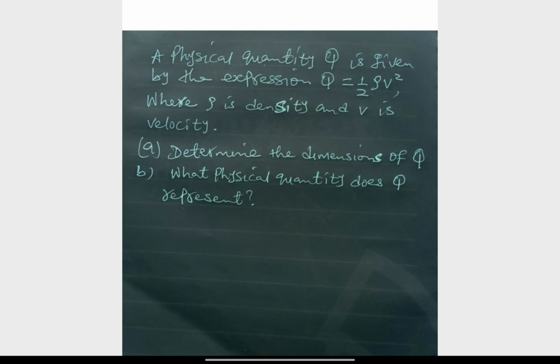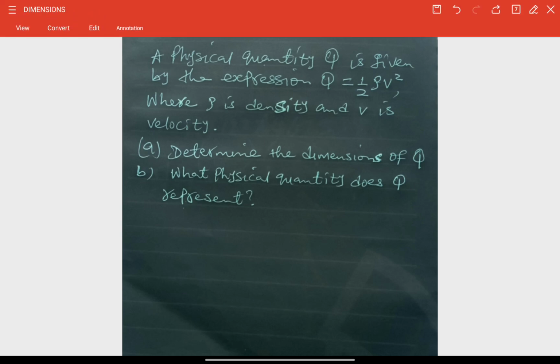Question says a physical quantity Q is given by the expression Q is equal to half rho v squared, where rho is density and v is velocity. We are told to determine, in question A, the dimensions of Q, and then in question B, to find out the physical quantity that Q represents.